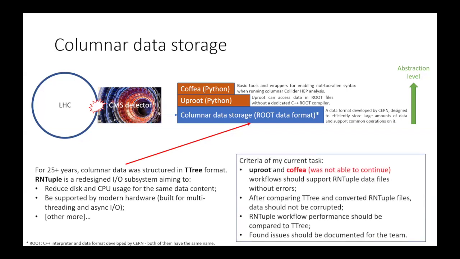The criteria of my task is making sure that Uproot and Coffea workflows support RNTuple data files without errors. I was blocked in the Coffea approach. I will talk about it later. The other point is, after comparing TTree and converted RNTuple files, data should not be corrupted. It should be identical. The third one, RNTuple workflow performance should be compared to TTree, and finally found issues should be documented for the team.